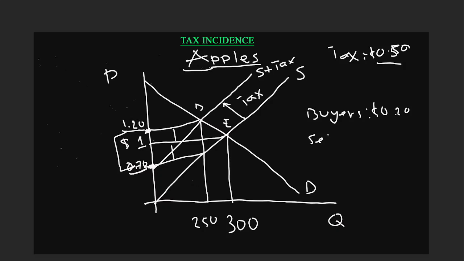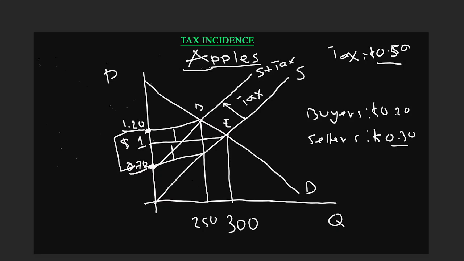And sellers are bearing what? Previously, sellers were receiving $1, now they are getting 70 cents, so sellers are bearing 30 cents of the tax. So this is how the tax is split. This is what we call tax incidence, which is how a tax is split between buyers and sellers when a tax is imposed. In this example, buyers bear 20 cents of the 50-cent tax, and sellers bear 30.